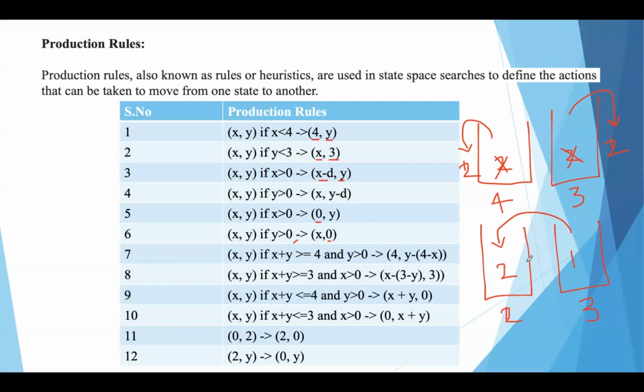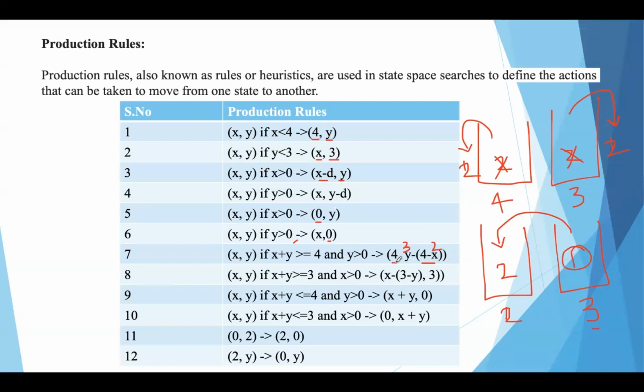So you can write it as 4 minus X. Okay. So here X is nothing but 2. So 4 minus 2 means 2. And what is Y? So Y is 3. So 3 minus 2, it gives you 1.